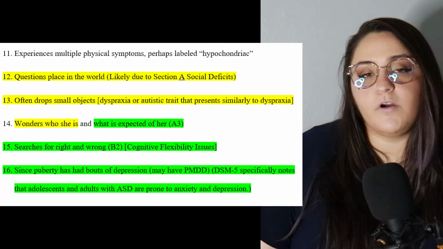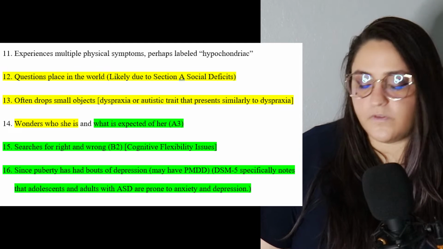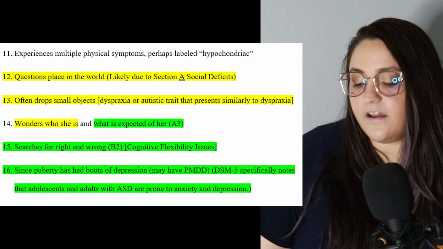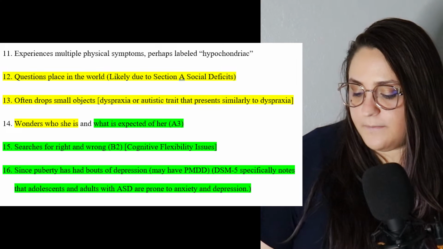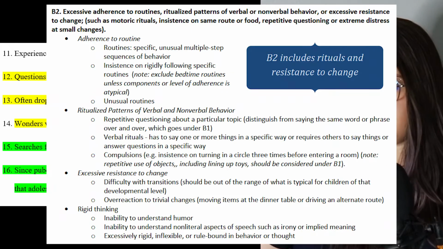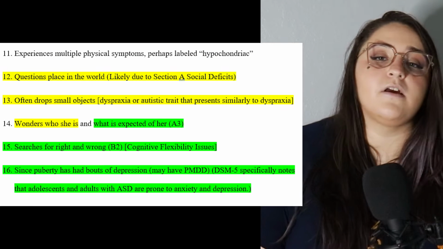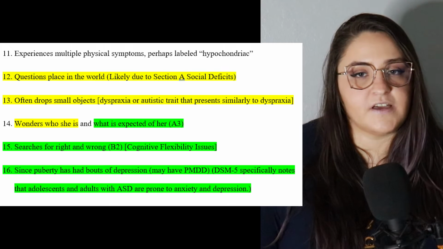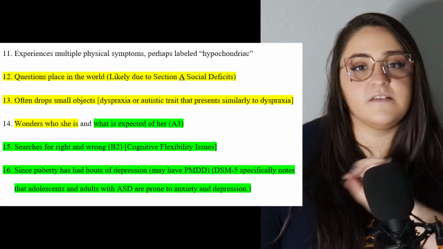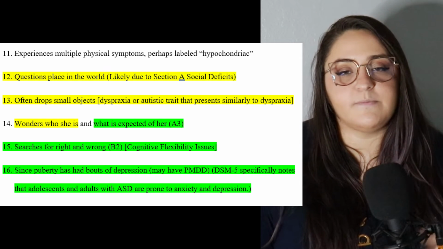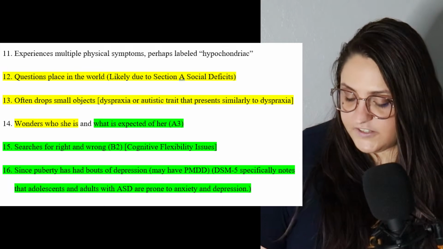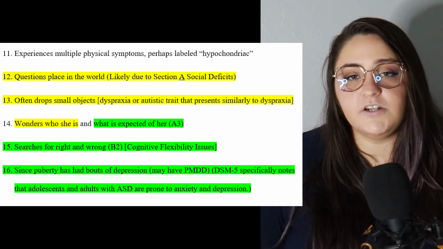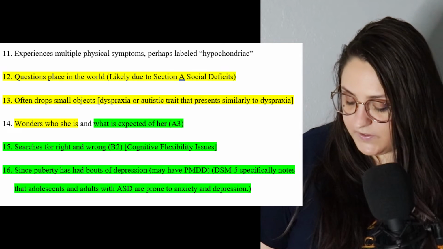Wonders who she is, I marked as yellow. Similarly for the questions placed in world, likely due to the Section A social deficits, and what is expected of her under the A3 criterion. Searches for right and wrong, I put that under B2. This can also fall under an issue with cognitive flexibility, because you're wanting this yes or no, this kind of rigid thinking of this is right, this is wrong, this is how things are, and that speaks to an issue with cognitive flexibility. Since puberty, has had bouts of depression, may have PMDD. I put this under meets criteria because, again, the DSM-5 specifically mentions those.